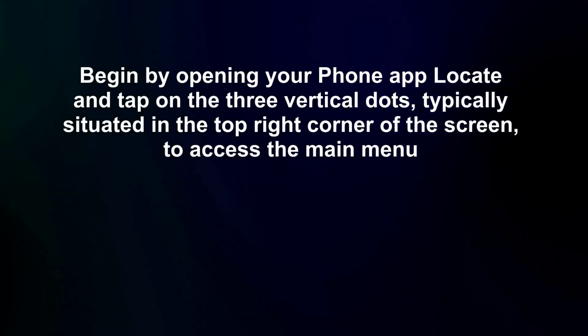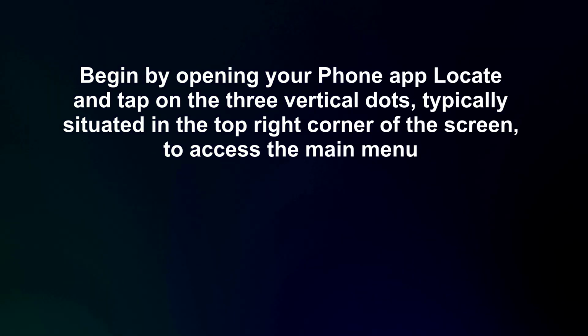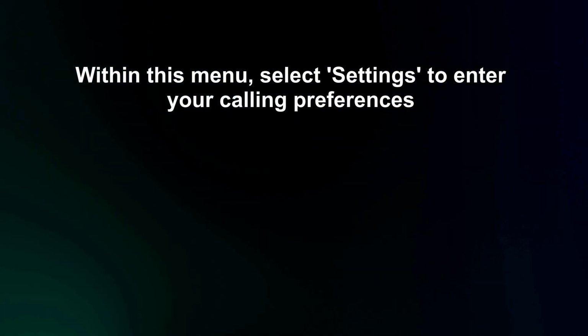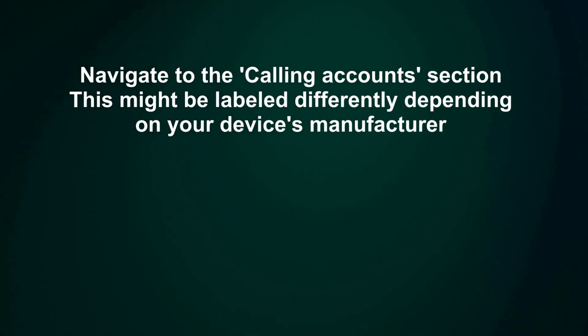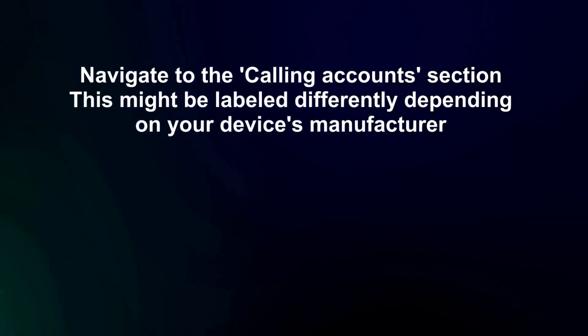Begin by opening your phone app. Locate and tap on the three vertical dots, typically situated in the top right corner of the screen, to access the main menu. Within this menu, select Settings to enter your calling preferences. Navigate to the Calling Accounts section. This might be labeled differently depending on your device's manufacturer.